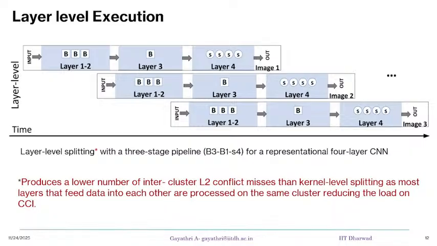So this particular example shows that compared to what we saw earlier, a kernel level execution, for the same CNN, if you do a layer level splitting where you split into 3 stages and you execute, you see a lower number of L2 misses between the inter-cluster misses, and thereby you are reducing your communication overhead, right?